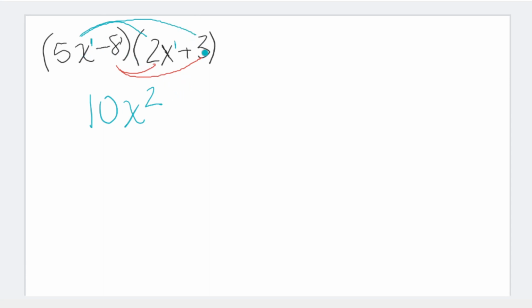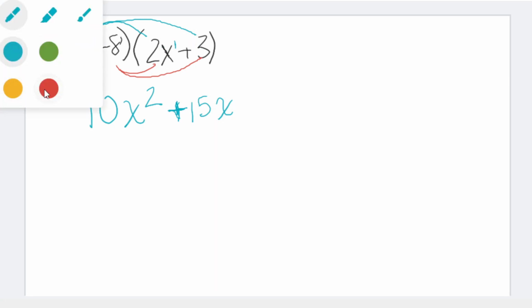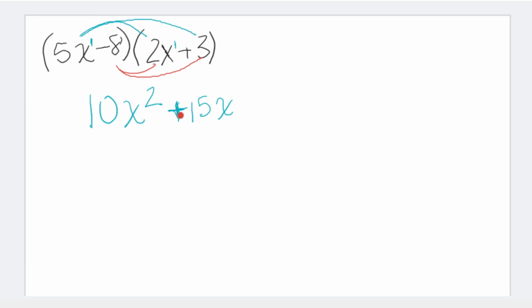And then I take 5x and I times it times 3. That's 15x. So that was 5x being distributed. So now I'm going to go through and distribute the negative 8. When I do it, I tend to stack them because I like to put my like terms together. So negative 8 times 2x is negative 16x. And negative 8 times 3 is negative 24.